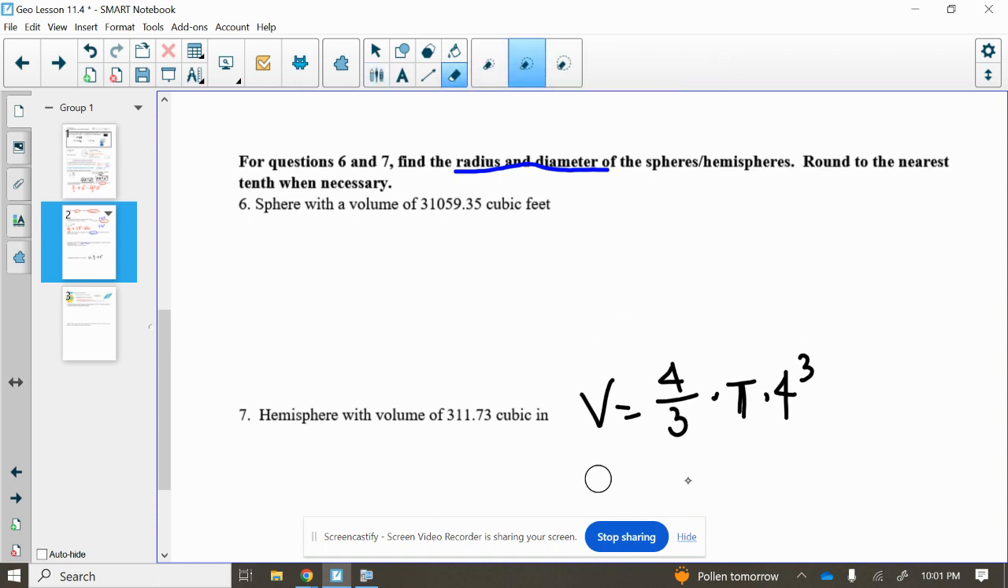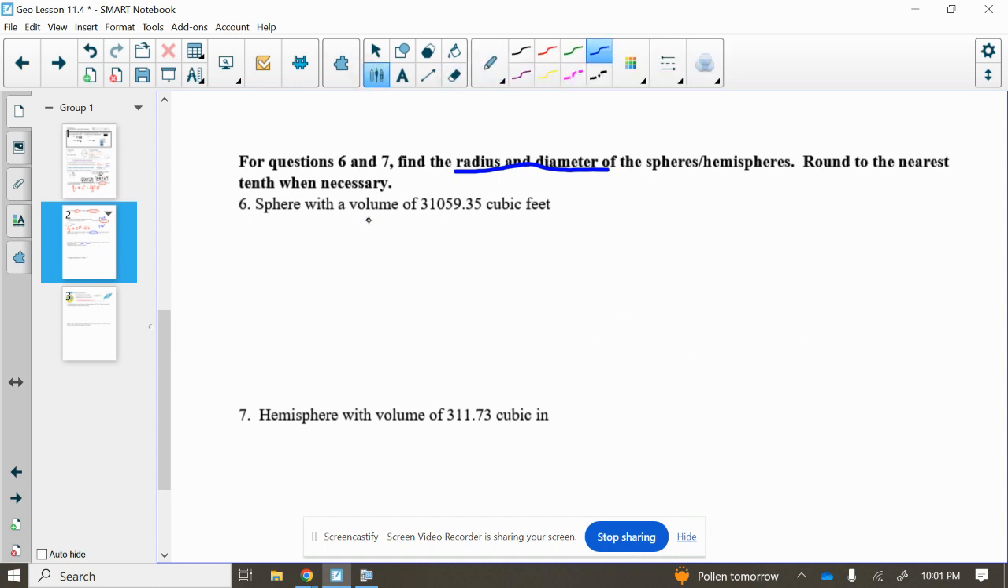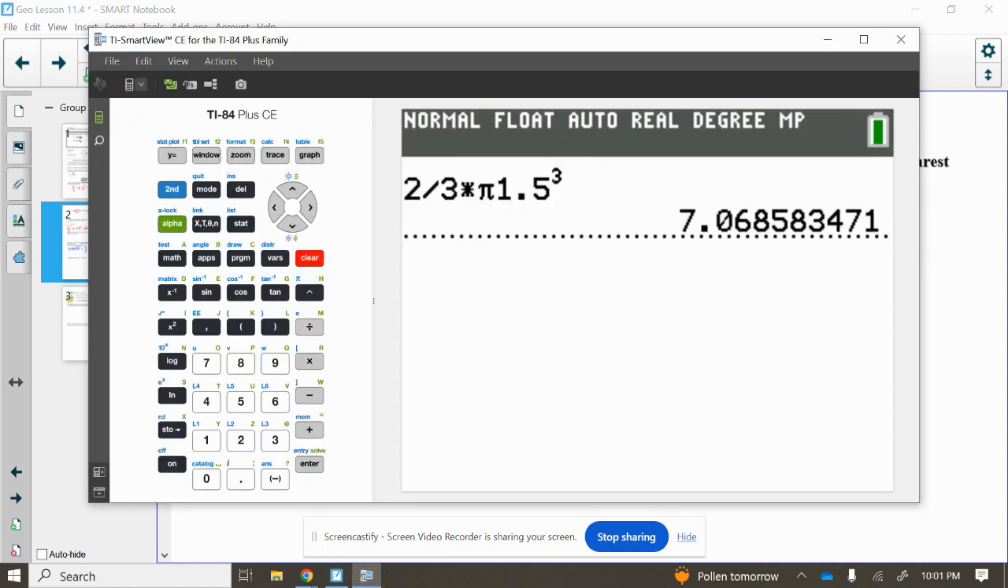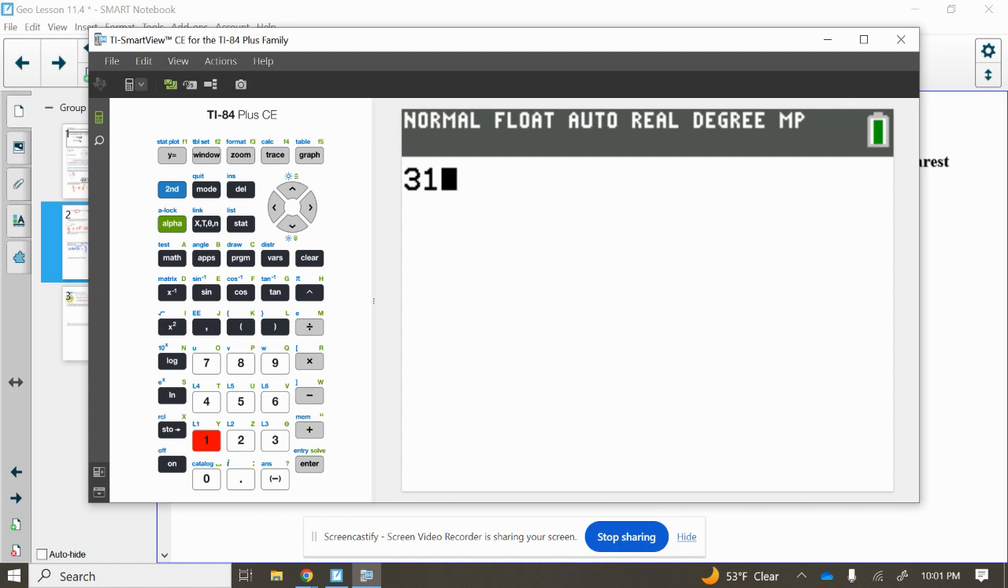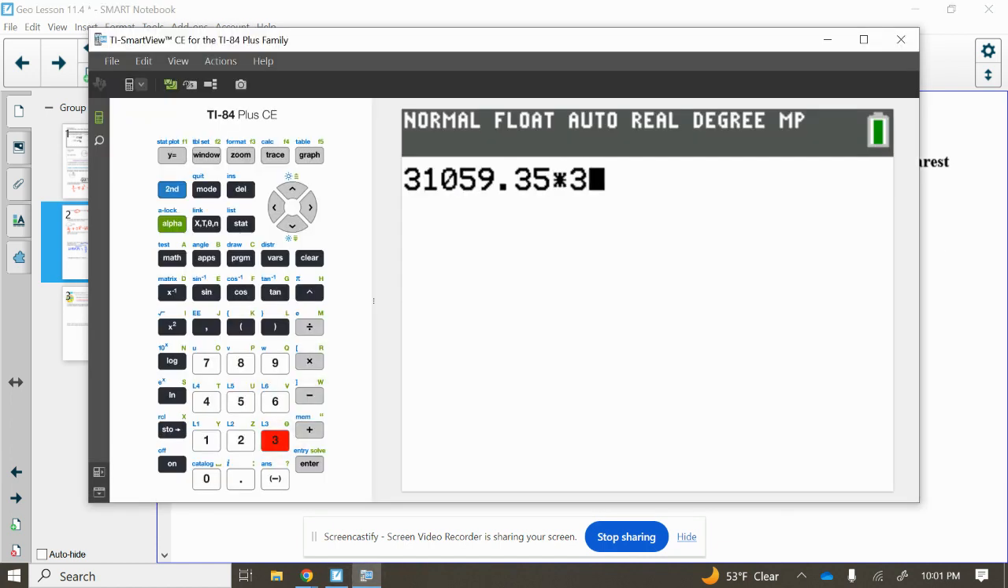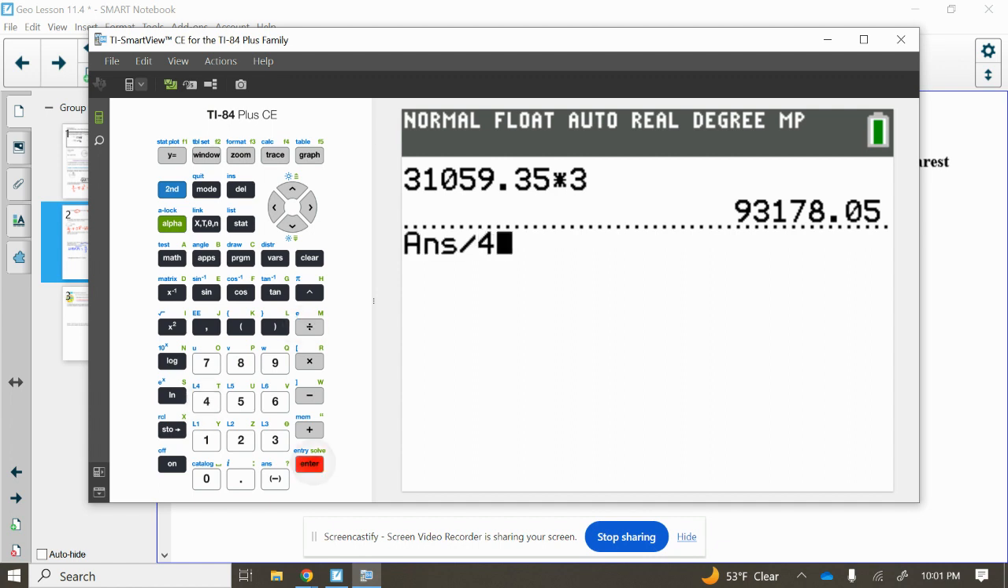So notice on this first one, we are given the volume is 31,059.35. And this is a sphere, so we know that this volume equals 4/3 times pi times your radius cubed. Well, step one in this is that we want to get rid of that 4/3. So we can take the 31,059.35, and to undo this division by 3, we can multiply by the 3, and then to undo that multiplication by 4, we then divide by 4.